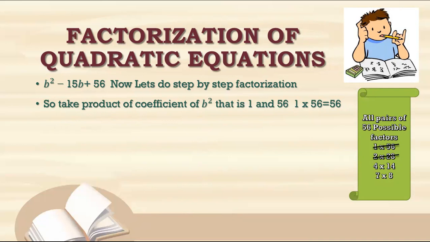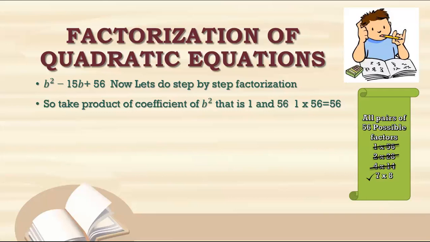Now let's check the other factor, which is 4 into 14. If we add them, 4 plus 14 is 18 and 4 minus 14 is 10. So this is also not a suitable pair of factors. Now the last one which is left is 7 multiplied by 8. If we add this, 7 plus 8 is 15. Yes, this is the correct pair of factors which we can take to replace the middle term.